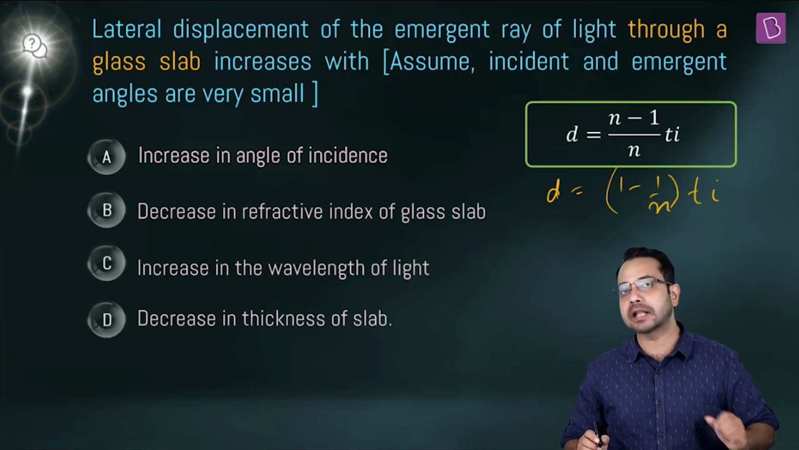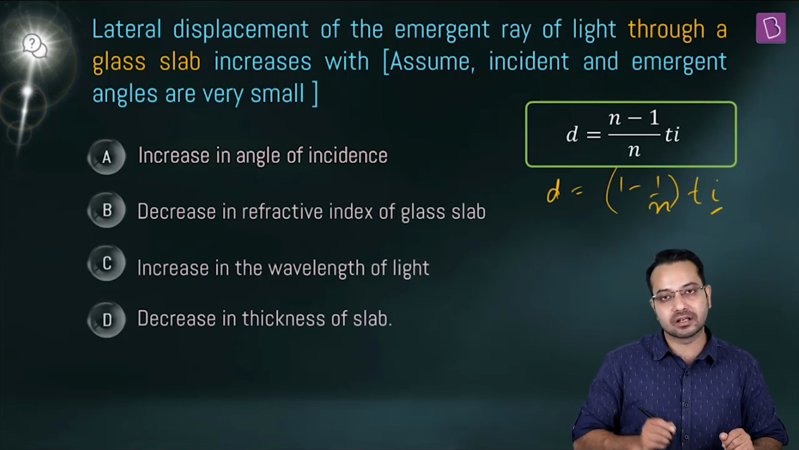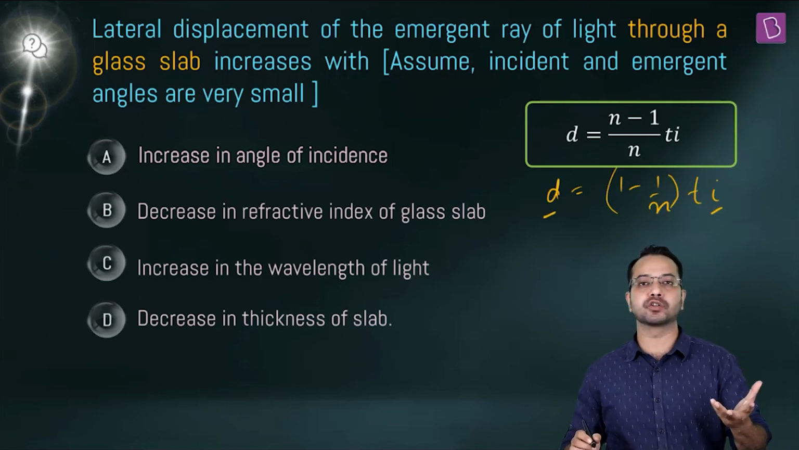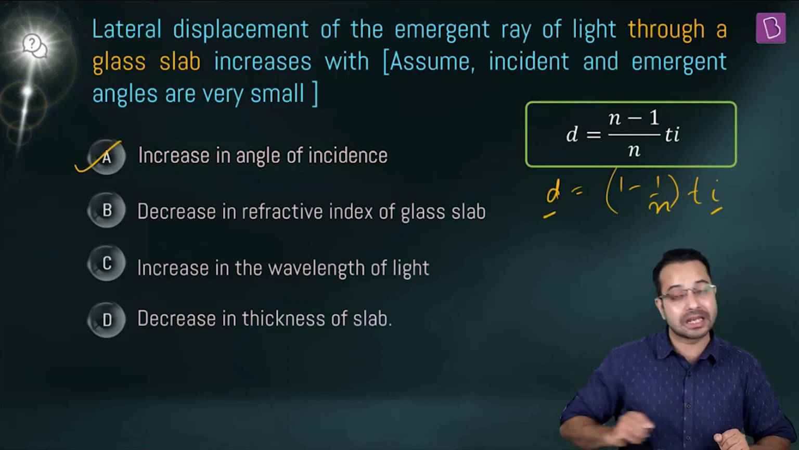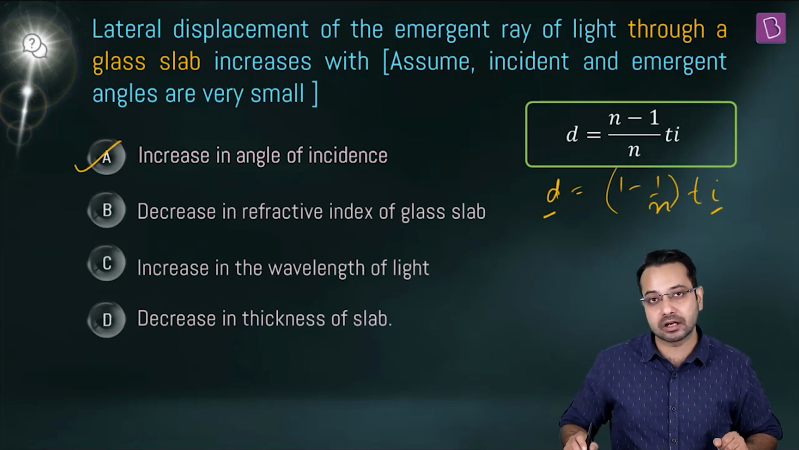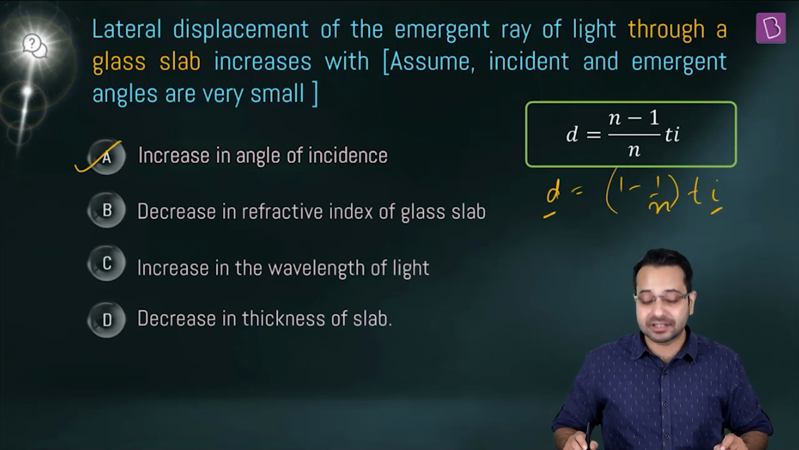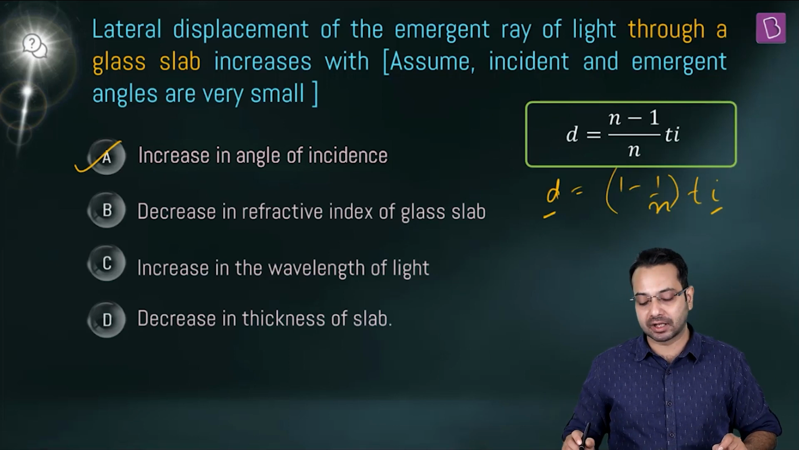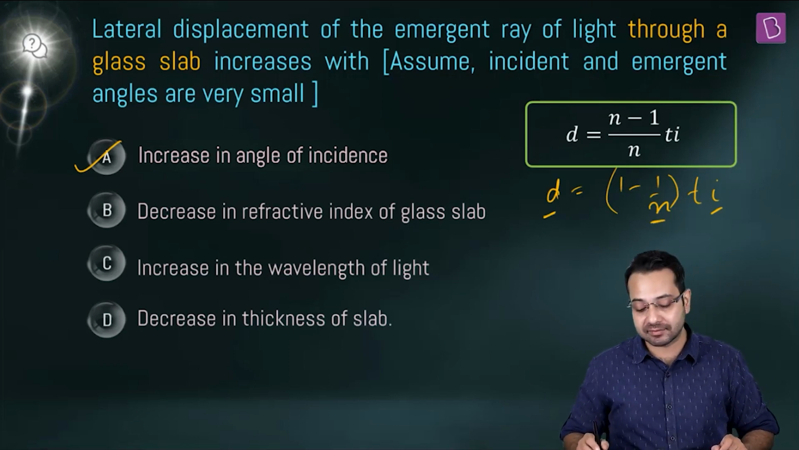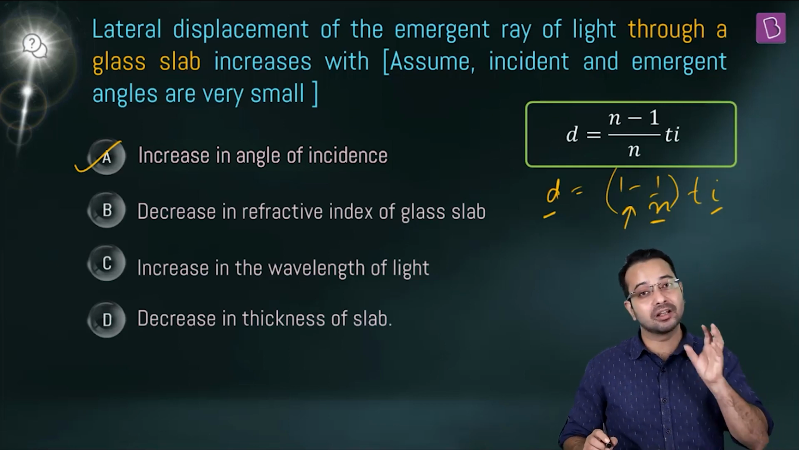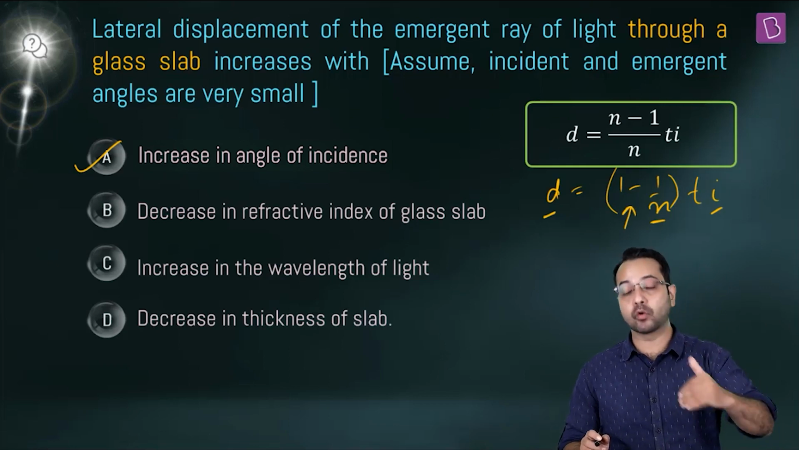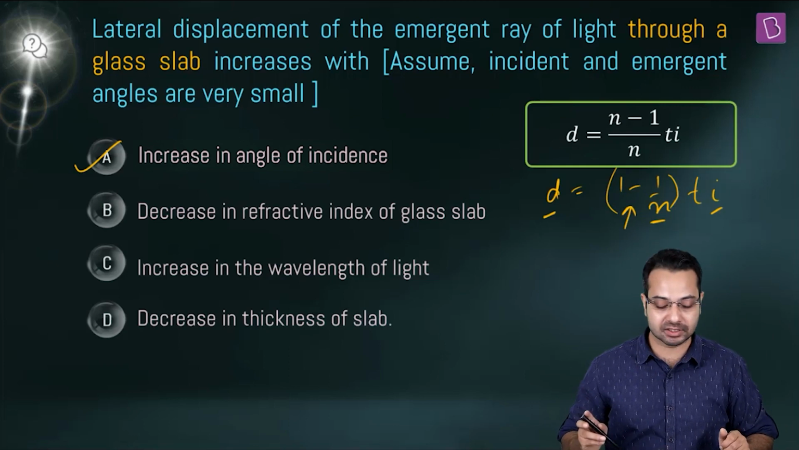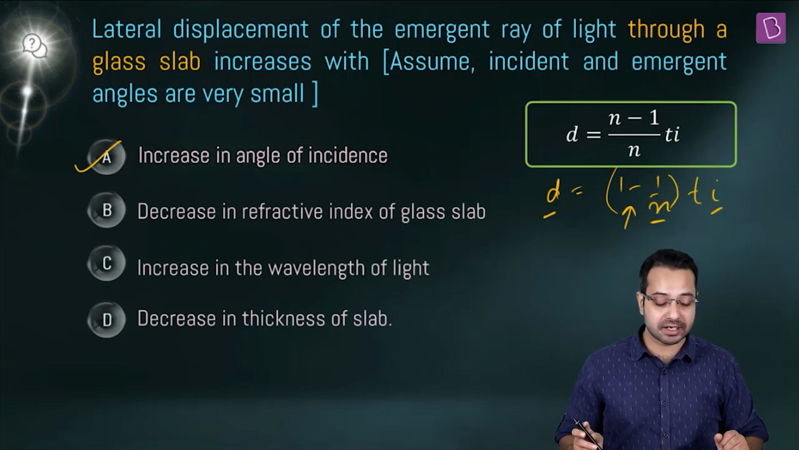Option A, increase in angle of incidence. So if i increases, we can see that D is also going to increase. So option A is certainly a correct option. Next one is decrease in refractive index of glass. So if n is decreasing, 1 by n is increasing, and we are subtracting a larger number, which means that the whole expression is going to decrease. So option B cannot be my right answer.